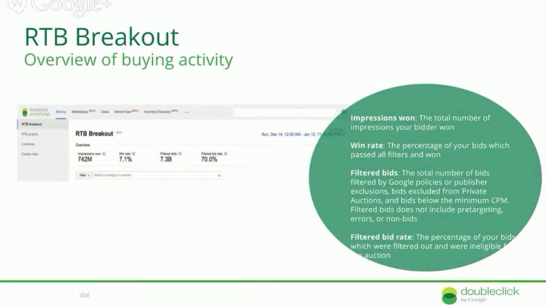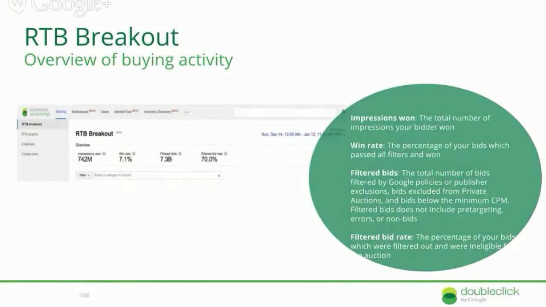Also, in the upper right, there's a date picker, and currently we have 4 different options. You could look at your RTB Breakout for today, you can look at it for yesterday, you can look at it for the past 7 days, and you can look at it for the past 30 days.